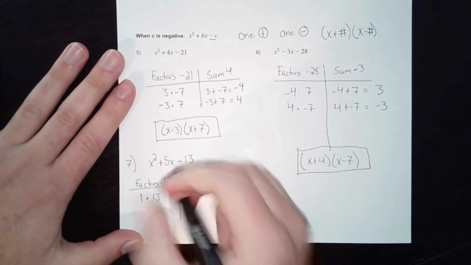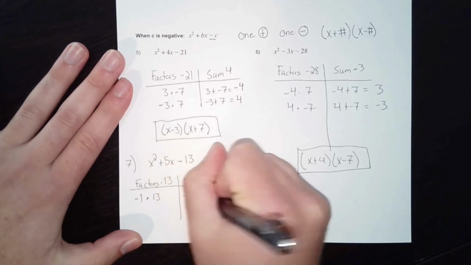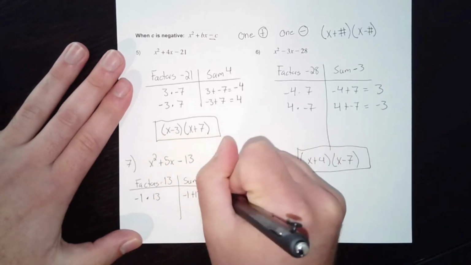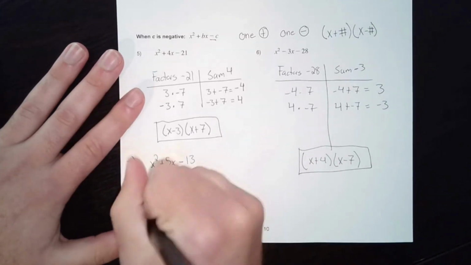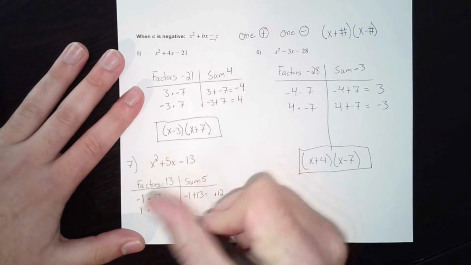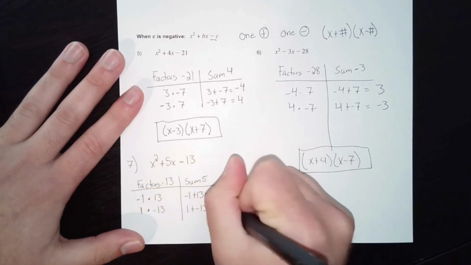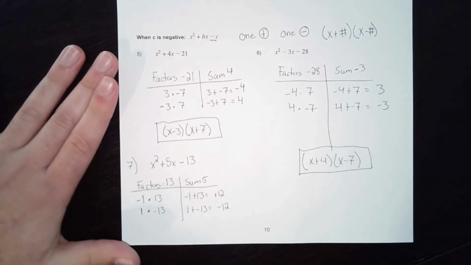Now, I could try and make the 1 negative. If I do that, negative 1 plus 13 gives me a positive 12. Not the number I want, so I can go ahead and switch those. I can do 1 times a negative 13, but if I add those together, that gives me a negative 12. Still not what I want.